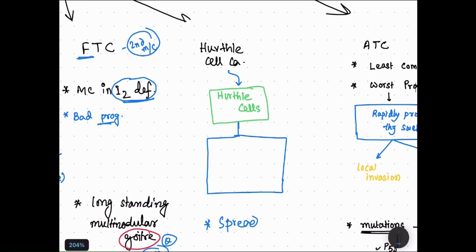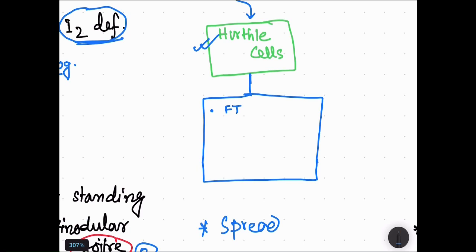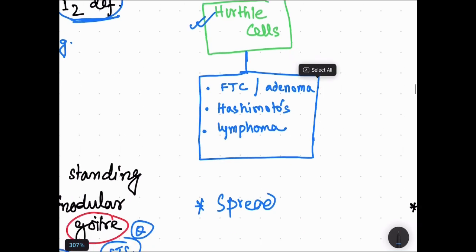Next, now coming to the third variety of differentiated thyroid carcinoma, that is Hurthle cell carcinoma. Please remember, this Hurthle cell carcinoma has Hurthle cells. So this is not specific. They might also be present in follicular thyroid cancer, or in adenoma. They may be seen in Hashimoto's thyroiditis. Also, they are seen in thyroid lymphoma. And this also has a high bony metastasis rate.